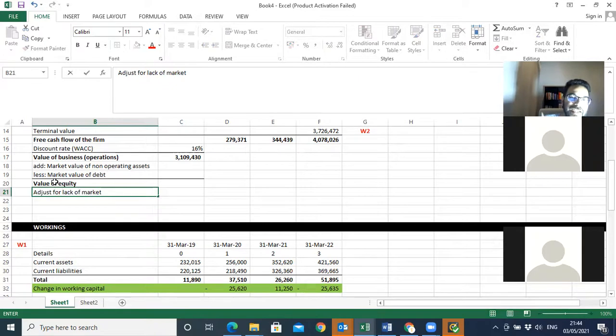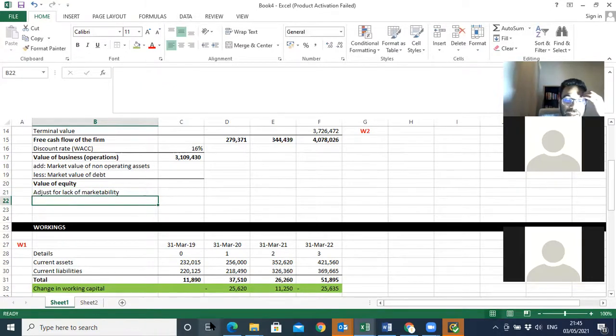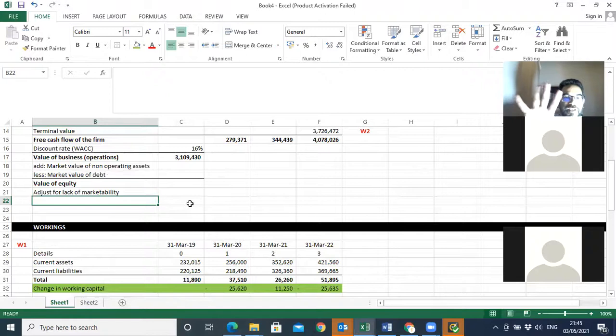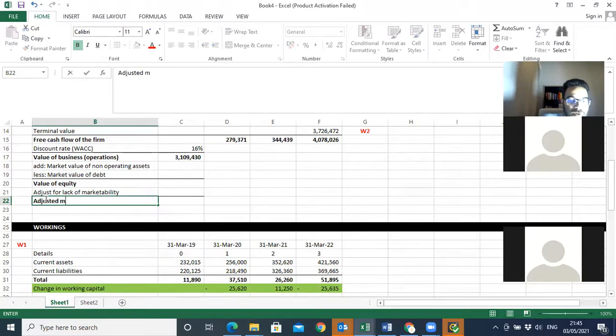A private company can't be traded easily because there's no market for it. There's no JSE for it. So that is different to a company listed on the JSE where you can trade via the JSE. So there's some marketability over there. For a private company, there's lack of marketability, it can't be easily traded. Somewhere they gave you a percentage in the scenario. If they don't give you a percentage, you make up a percentage. The maximum percentage you give is 5%, okay? But otherwise, they will tell you what they want. And then this will give you the adjusted market value of equity, okay?